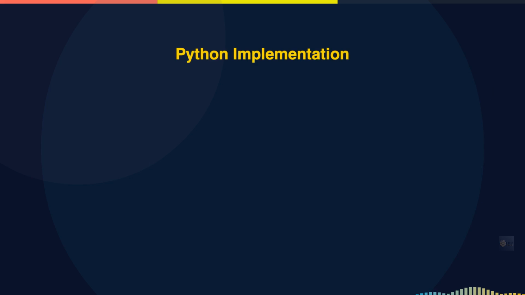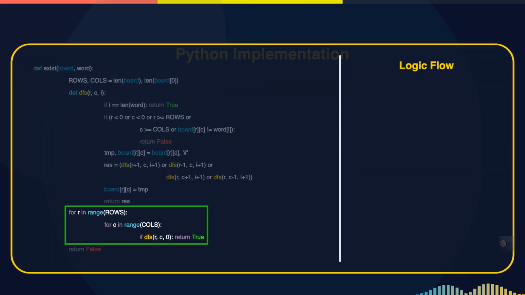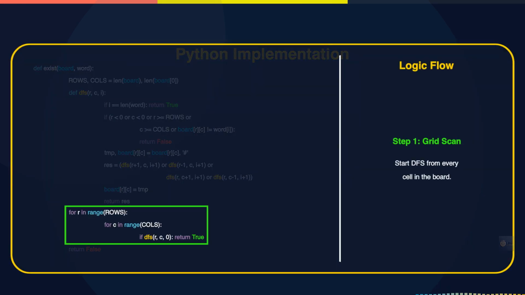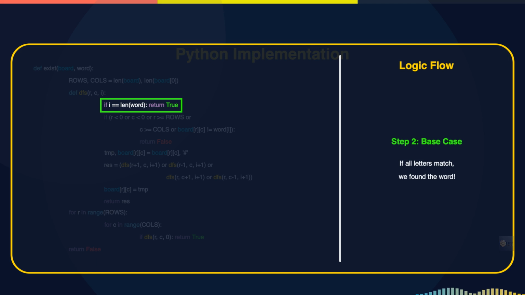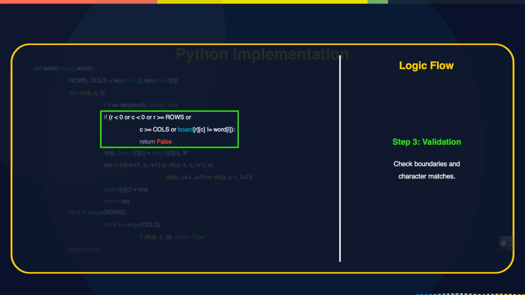In our Python code, we start by getting the grid dimensions. We loop through every row R and every column C, calling our DFS helper for each cell. The DFS helper takes the current position and the current index of the word we're looking for. First, the base cases. If the index equals the word length, we've found the whole word. Return true. If we're out of bounds, or the current cell doesn't match the word at our index, return false.